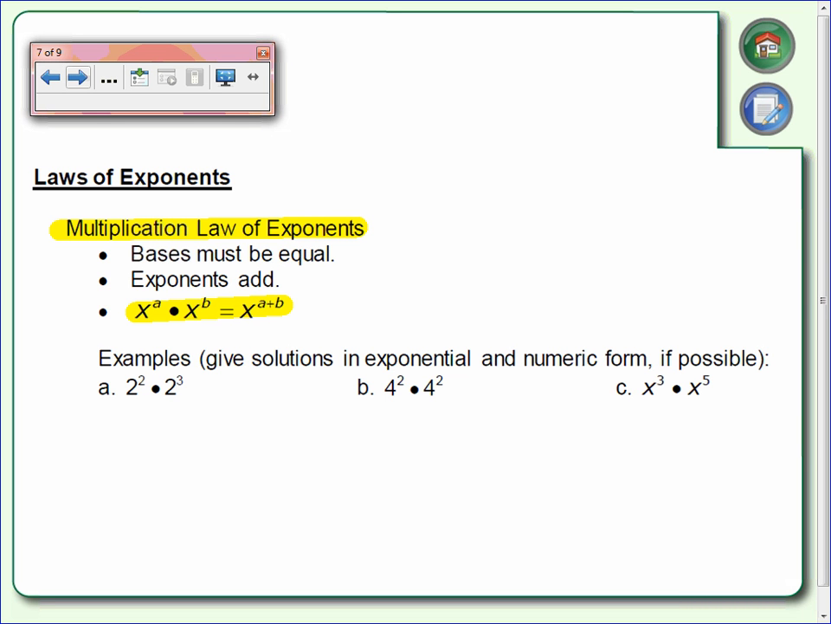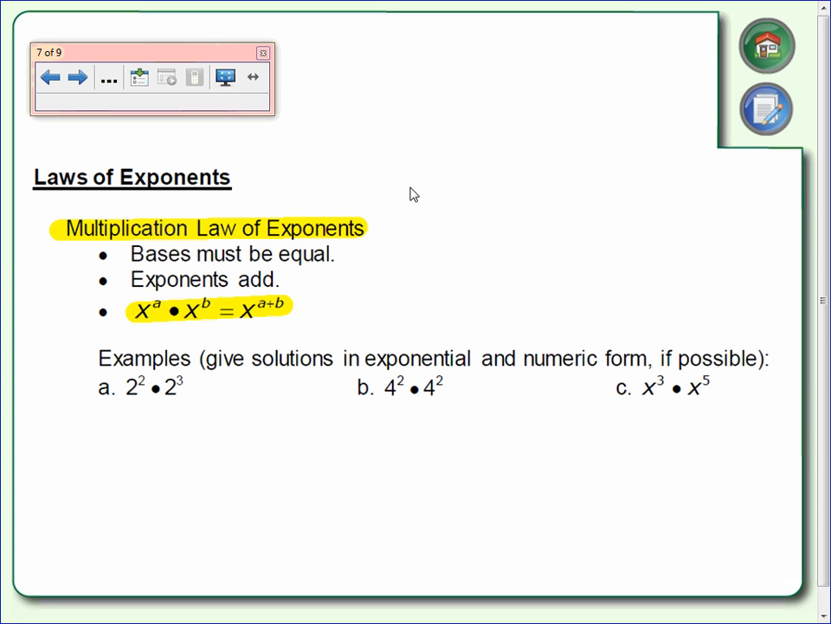What if the bases aren't the same? Good question. I like that question. For example, what if we had 2 to the 3rd power times 5 to the 5th power? Could I use that rule or that law on this one? No, because the law says the bases must be the same. So don't try and add exponents if the bases aren't the same. You've got to have the same bases in order to add the exponents. Very good question.